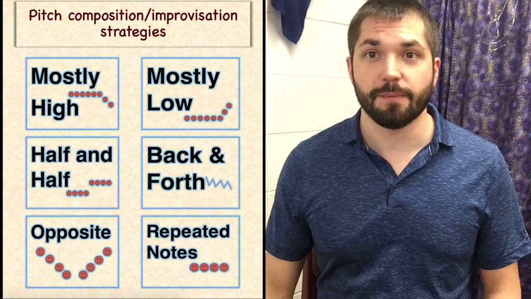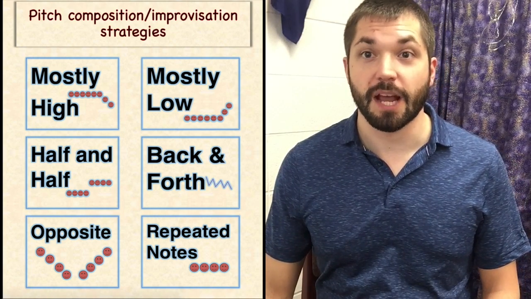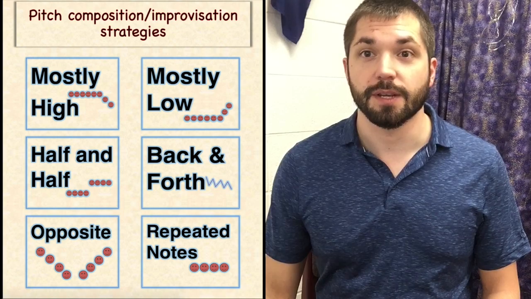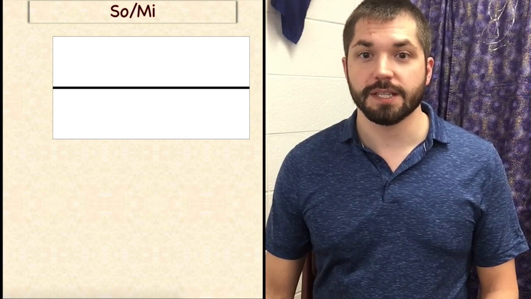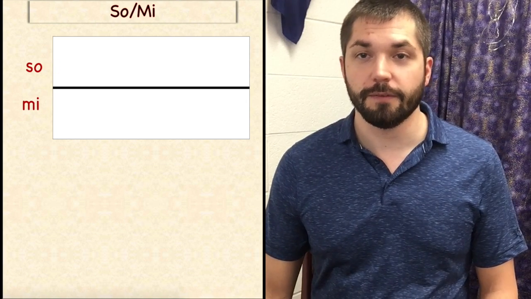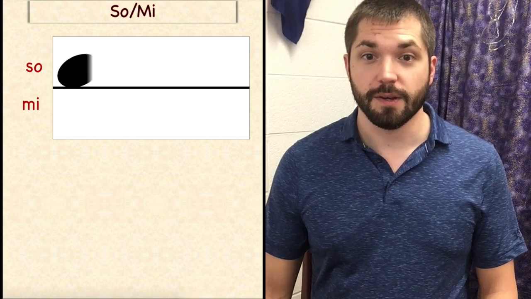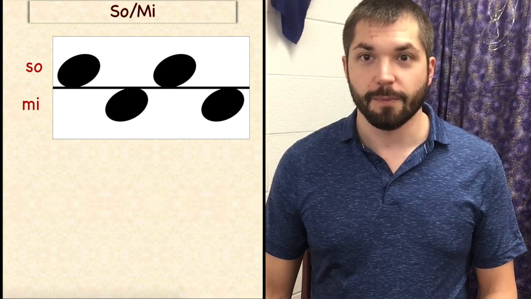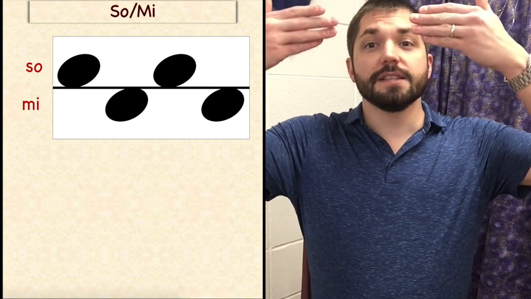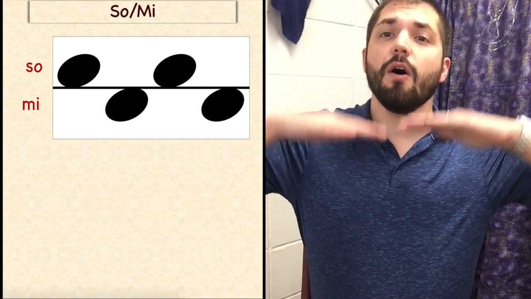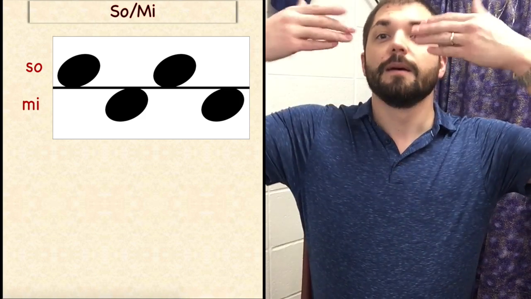Okay, let's look at some patterns and refresh our memory about how to read them and how to identify which strategy they're using. So remember, we have this chart with the line, and if something is above the line, it's so, and if it's below the line, it's mi. So here's a pattern. Do you remember what that would sound like? It would sound like this. So, mi, so, mi. You sing it.